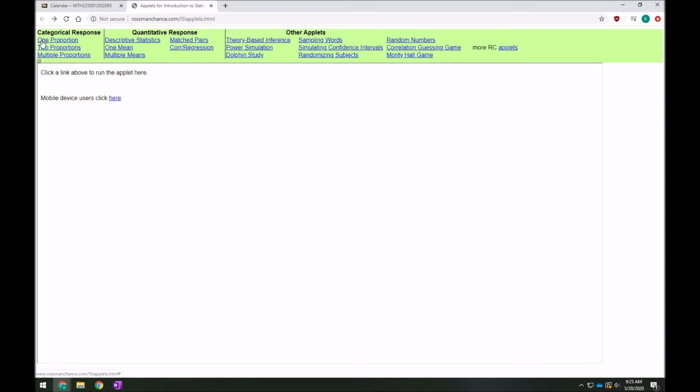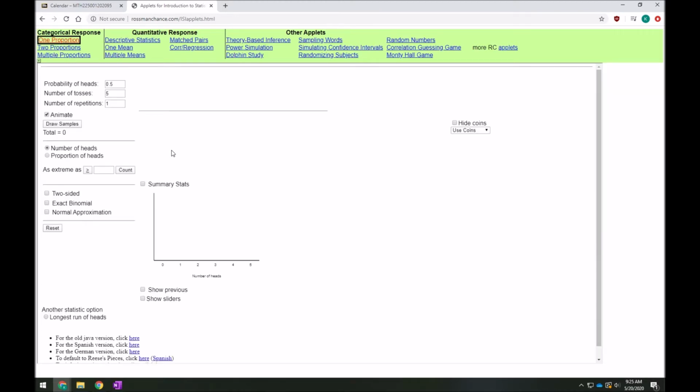Up here at the top, I have a link for one proportion, all the way at the top left, and I'm going to click on that as well. Now, what I have here is a little applet that will allow me to actually simulate the idea of flipping a coin. Let's take a look at this. Notice that I have 3 different values up here. I need to know what's the probability that I would flip a coin landing on heads.